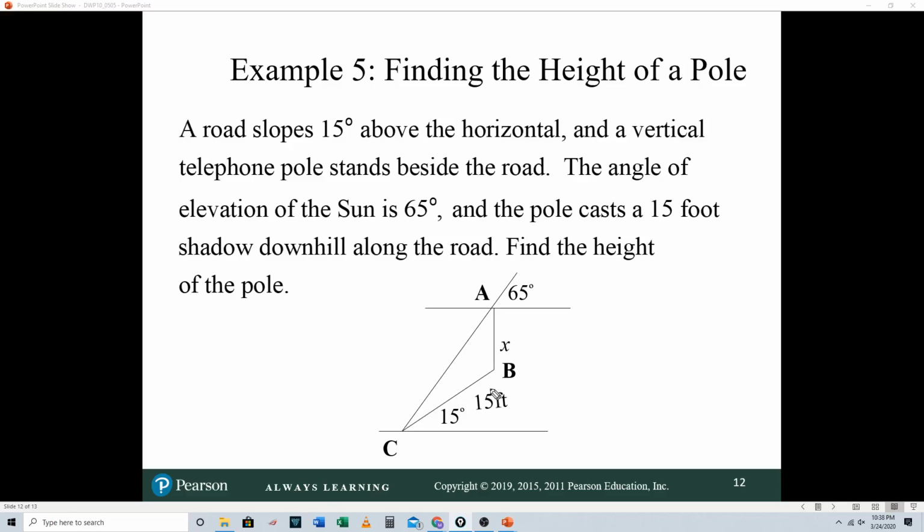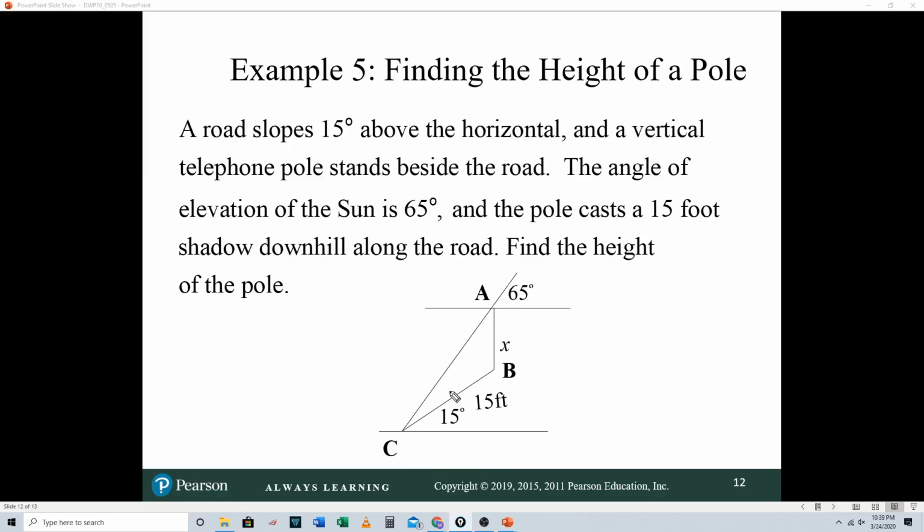This is hard to see what's going on here. This is a terrible drawing. The shadow goes downhill along the road. Find the height of the pole. So I'm guessing this is really poorly drawn. Again, trying to draw a three-dimensional shape on a two-dimensional plane is really difficult.